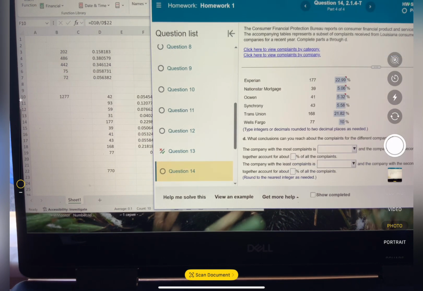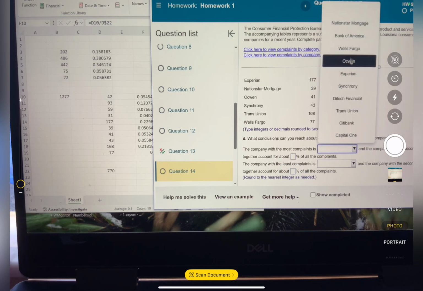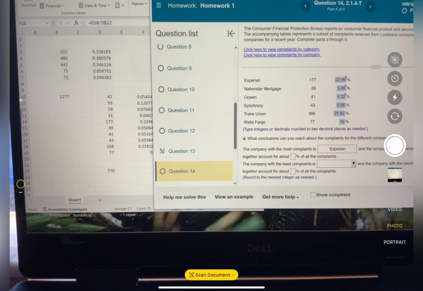All right, next, what conclusion can you reach about complaints about different companies? The company with the most complaints is which one? 2299, Experian. And the company with the second most complaints is TransUnion. Together they make how much? Okay, we need to take, okay, this 2299 is their number.